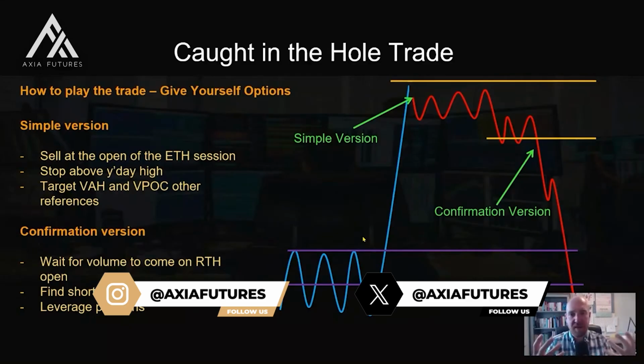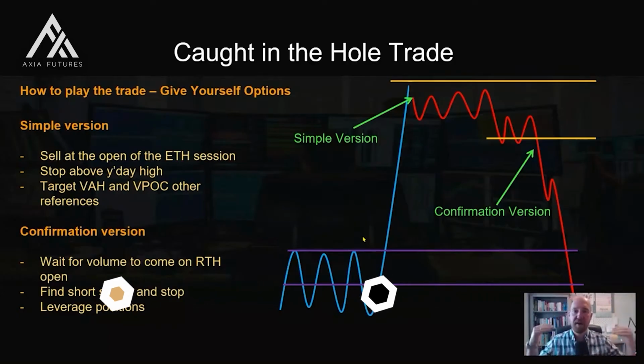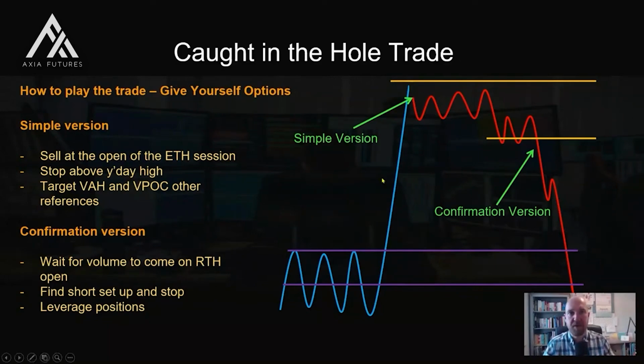If you're trading this in the S&P, which is where this trade comes from, simple trade is you sell on the extended trading hours open. Stop goes above the previous day's high and you wait. Targets back to the value area high, back to the VPOC. The VPOC being the highest volume traded point of the previous day. So they'd be your theoretical two targets, these purple lines.